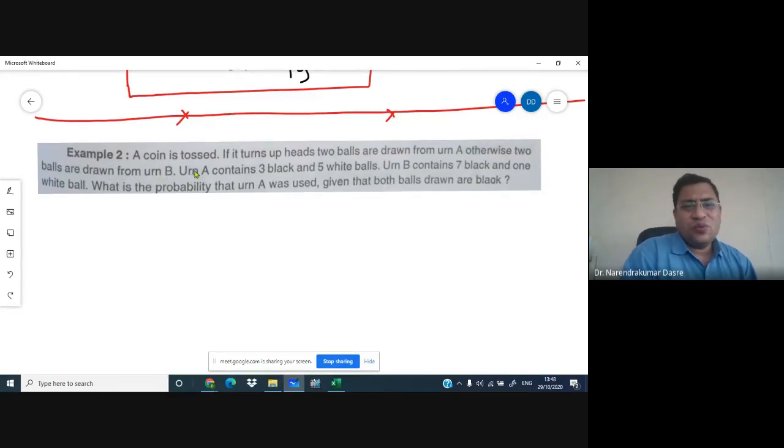Then what happens with these two balls now? Okay, so urn A contains three black and five white balls. Urn B contains seven black and one white ball. Now these two balls are drawn. So what is the probability that urn A was used, given that both balls drawn are black? Okay, so we got two black balls. Now I want to find out what is the probability that urn A was used. Okay, so here we need to understand what is the partition and what is the event.